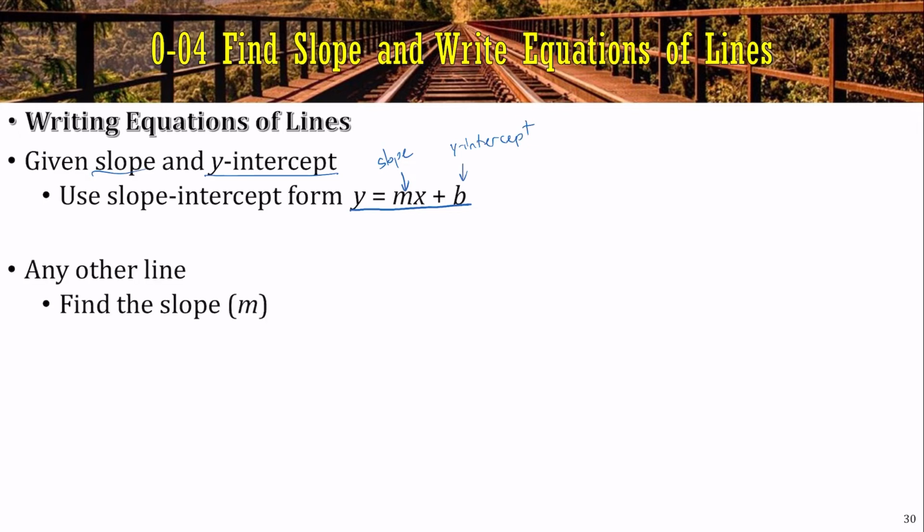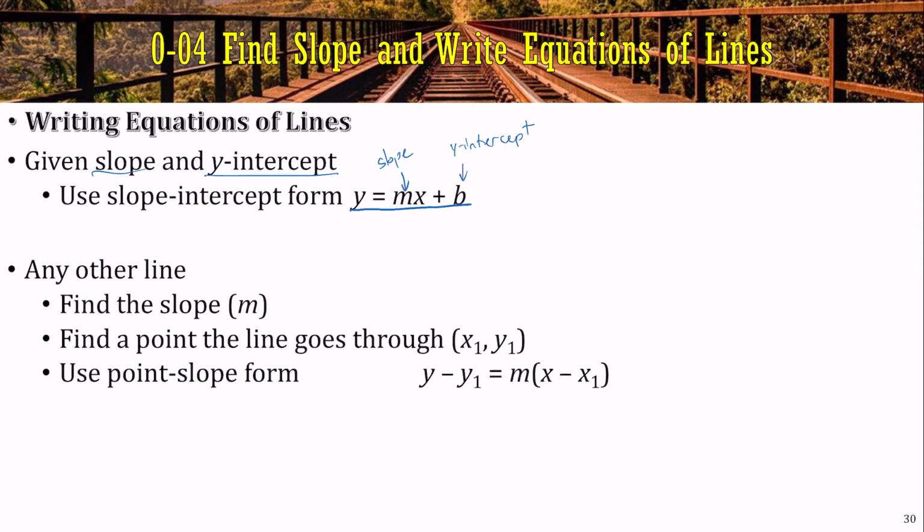For all other lines, you need to find the slope, and you need a point, and then you can use what's called point-slope form, which actually comes right from the slope formula. But anyway, you can fill in the slope and the x1 and y1, and you just solve it for y, and it gives you the equation of your line.